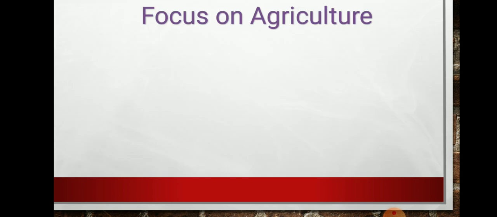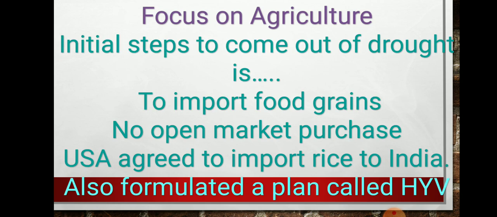Okay, now we'll focus on agriculture. It gives an initial step to overcome drought. To overcome drought, we would have to import food grains. But just imagine, children, if we import food grains, our economy moves to other nations. There will also be a problem in open market purchase, as the open market never allows us to purchase food grains.